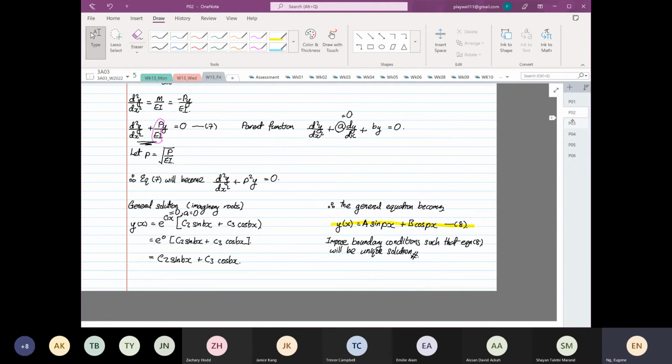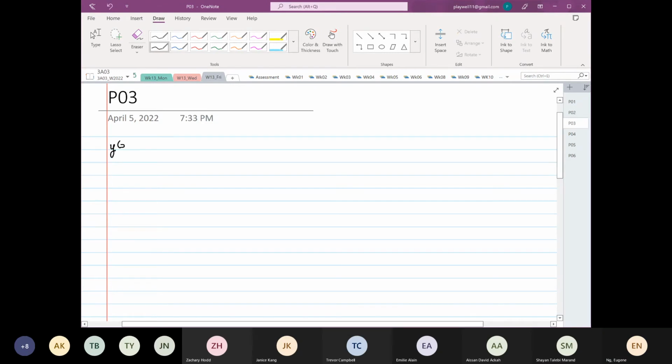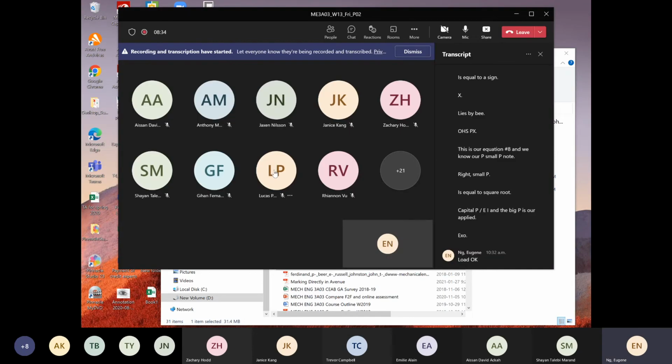So I'm going to write out y as a function of x is equal to A sine px plus B cos px. This is our equation number 8. And we know, note, that small p is equal to the square root of capital P divided by EI, and the big P is our applied axial load.